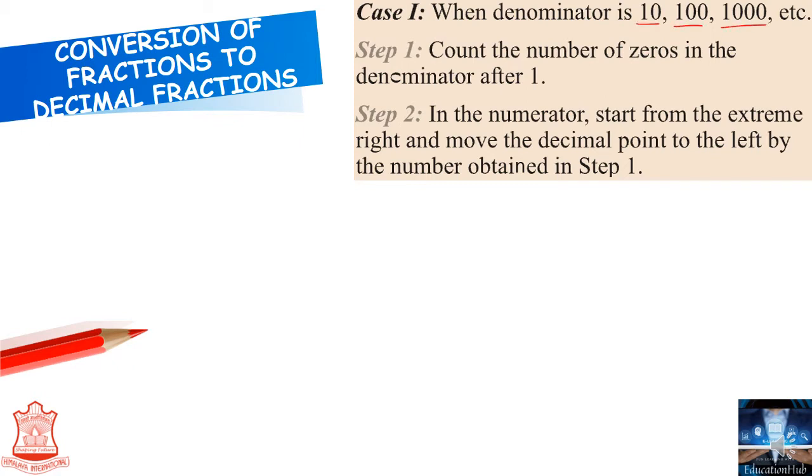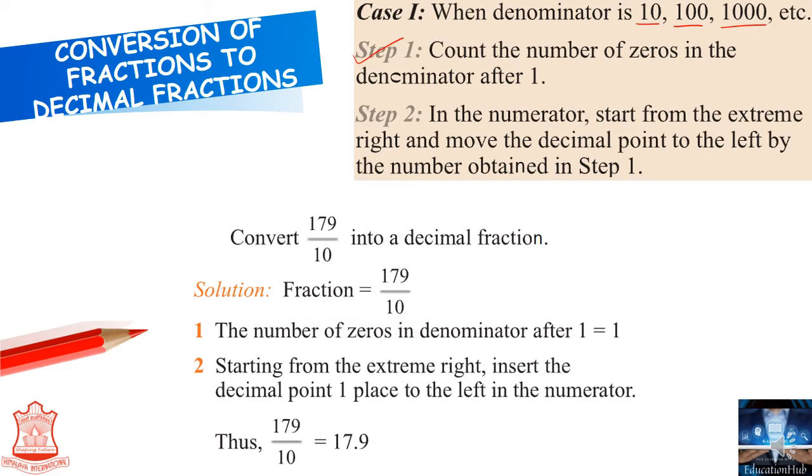Step 1 is count the number of zeros in the denominator after 1. That means denominator में 1 के बाद कितनी zeros है. For an example, we have to convert 179 by 10 into decimal fractions, right? 1 के बाद हमारे पास कितनी zeros है, that is 1. So the number of zeros in the denominator after 1 is 1.